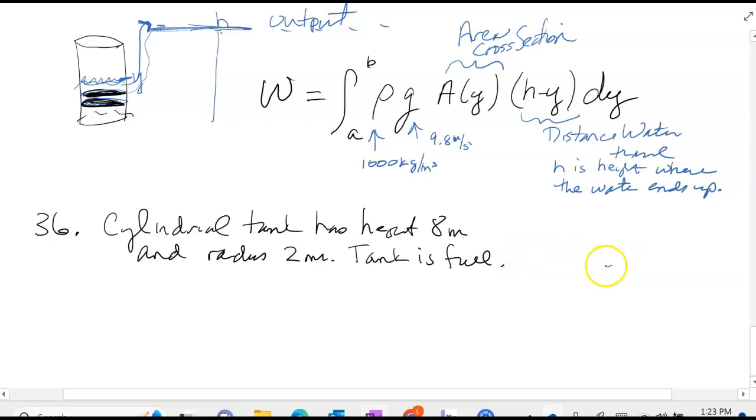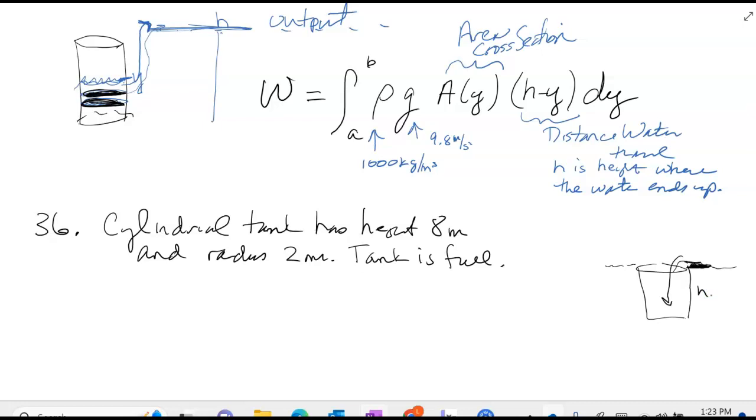So I guess you can imagine this tank, right, is submerged in the ground, and you are pumping the water that is the exact height of the tank. Does that make sense? That's what you're doing here. So how much work is required to pump the water out of the tank to a level that is the exact height of the tank? All right. So I know it's 8. We have a radius of 2.